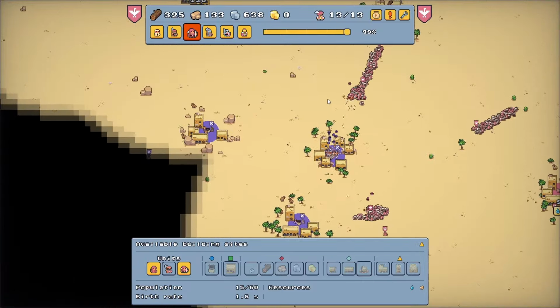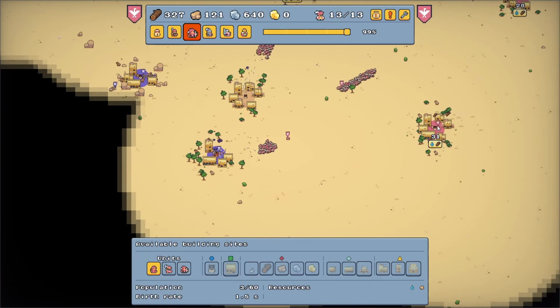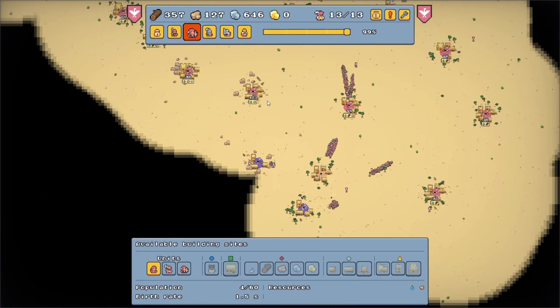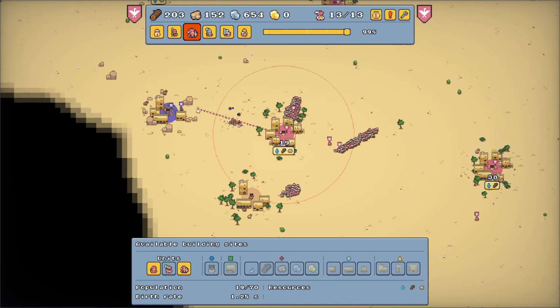Right, where are we? What are we doing? I think this is going to be the death of purple here. We'll see, though. Maybe it's not. Let's go down to this one. Try and take him out there. We have more wood than we do archers.